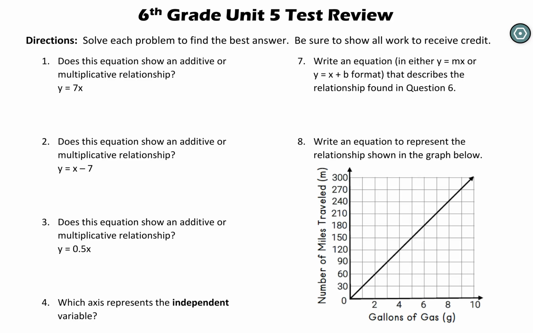All right, so let's go over the 6th grade Unit 5 test review. Question number 1, does this equation show an additive or multiplicative relationship? Well, I have y equals 7x, and that's the same thing as 7 times x. And so because it's 7 times x, that will be multiplicative.